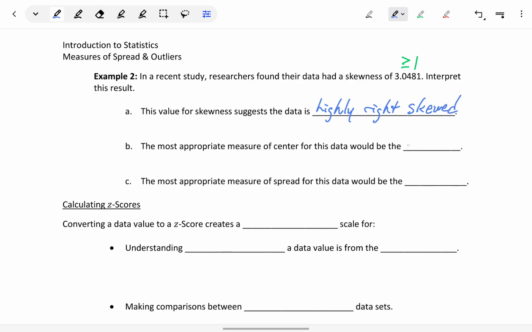For highly skewed data, we turn to the median for its resistance against outliers and skewness. And if we're using the median as our measure of center, then the IQR would be our best choice for the measure of spread for that data.